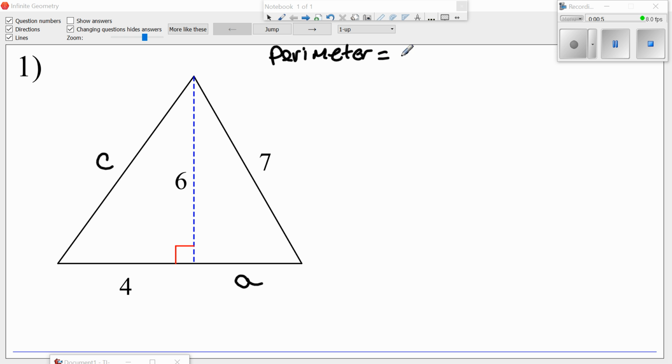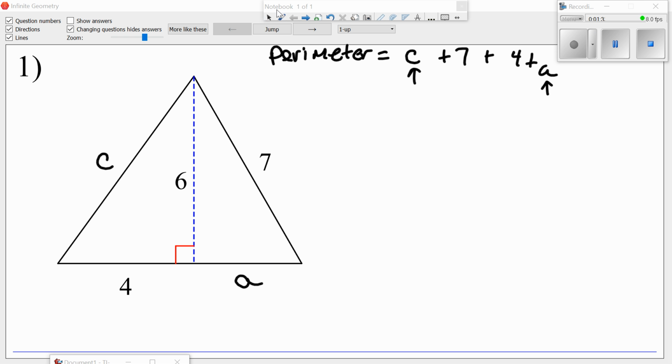It's just going to equal C, that length there, plus the length of the other side, which is 7, plus the length of this side here, which is 4, plus A. So I need to find two things to find the perimeter: this length C and this length A. It's pretty easy to see, hopefully, that I need to use the Pythagorean theorem to find C, and I need to use the Pythagorean theorem on this triangle to find A.